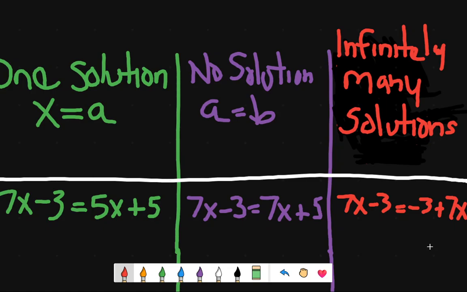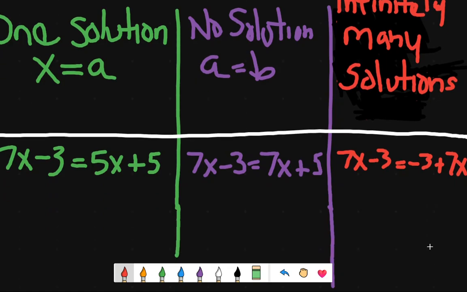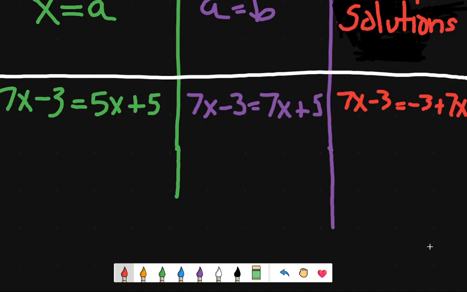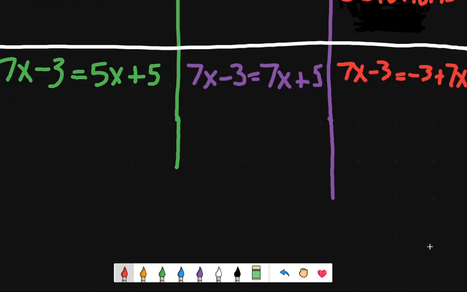So when we look in the green section, when we have one solution, that means that the variable is going to be equal to one constant. In this case here, we have 7x minus 3 is equal to 5x plus 5. And so what we have here is a multi-step equation. So we have a few steps to take to solve.